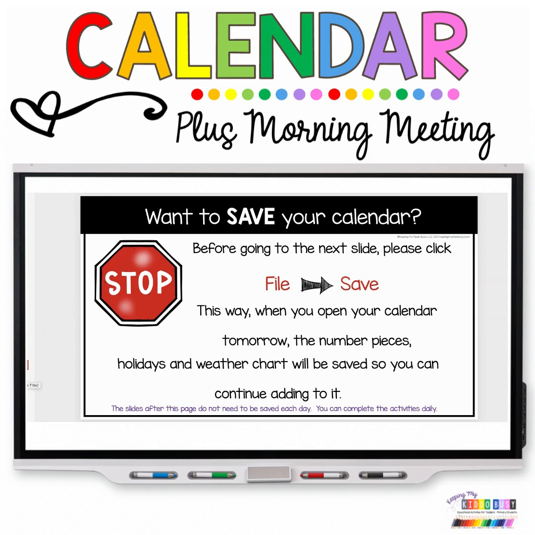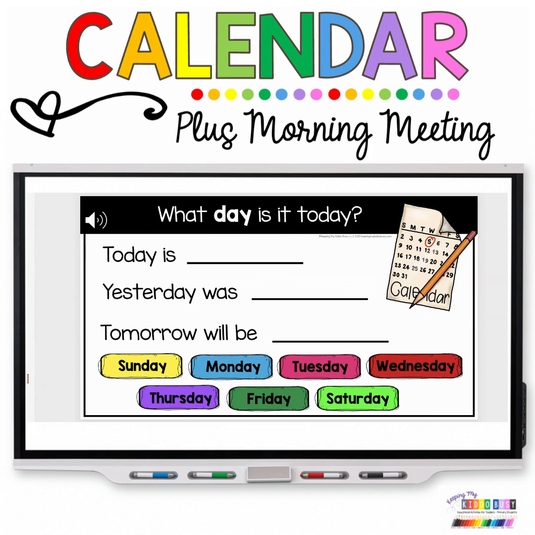From here on out, you will not save the calendar because you'll want your pieces to return back to the spot each day. So I've organized it in a way that it's easy to do. After your weather graph, you click Save, and then you move on and don't have to click Save again.